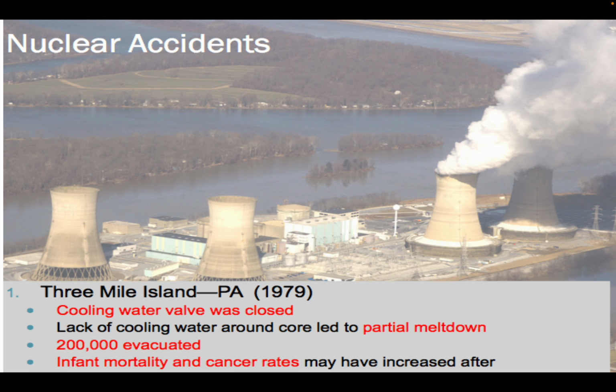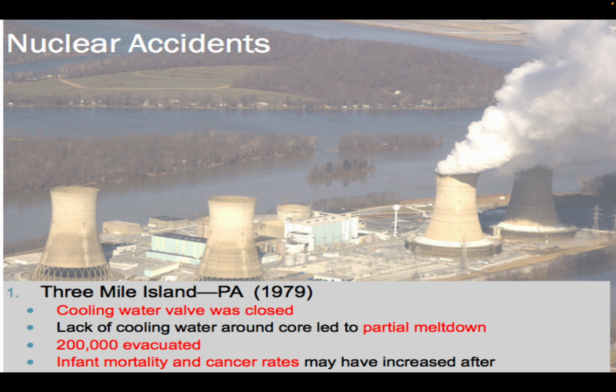So let's take a look at some of our notable examples. This one happened in the United States, Three Mile Island. It's in Pennsylvania, if you're not familiar with this already. It happened in 1979. You do need to know where and the general idea of what happened. So at Three Mile Island, you had a cooling water valve that was closed, so you weren't able to condense that steam back down.